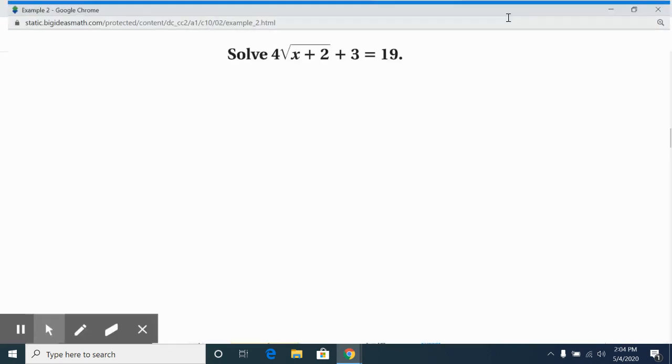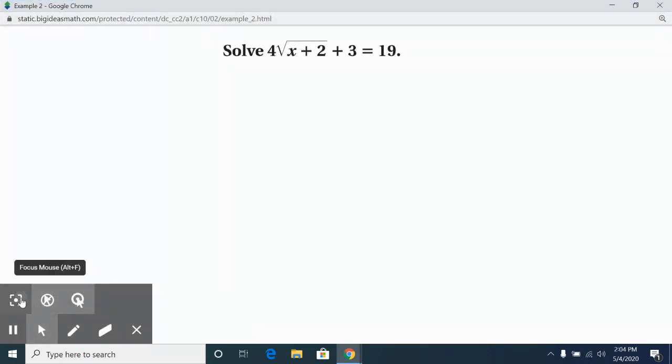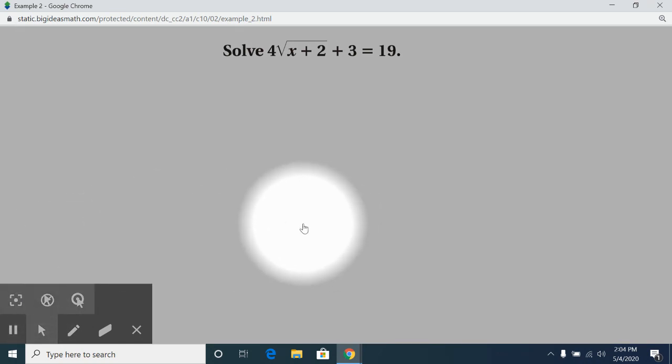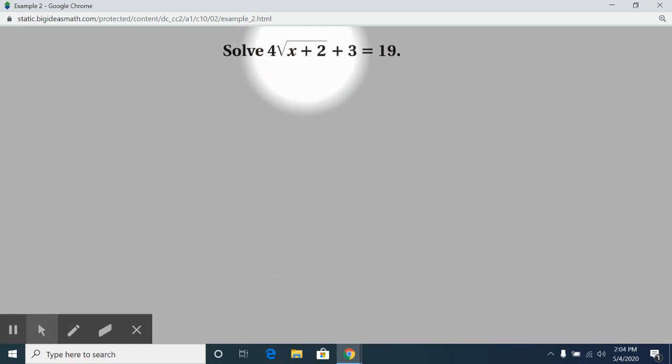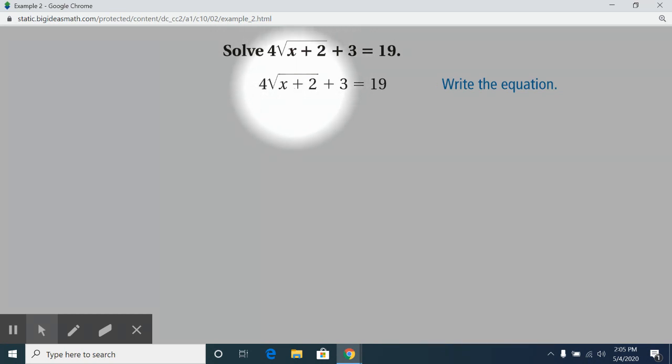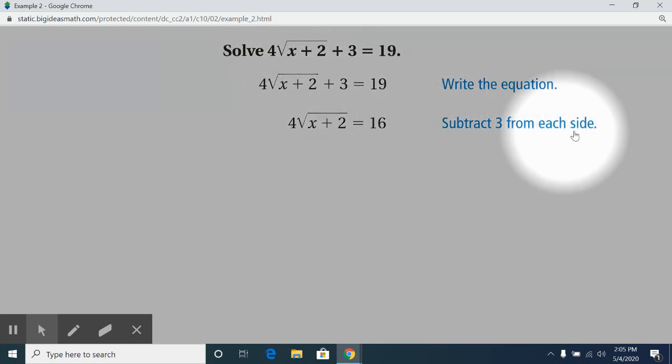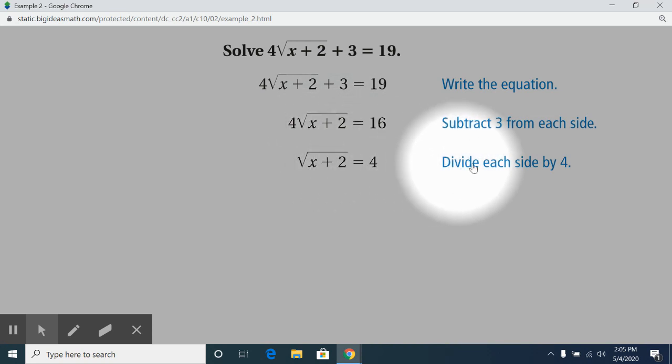Number 7 looks something like this, a little more complicated. Remember, our first goal is to get what's underneath the square root symbol alone. We want to get the radicand by itself. So we're going to subtract this 3 and then divide this 4 to get to our first goal of getting the radicand by itself. Again, we're going to subtract 3, then divide by 4.